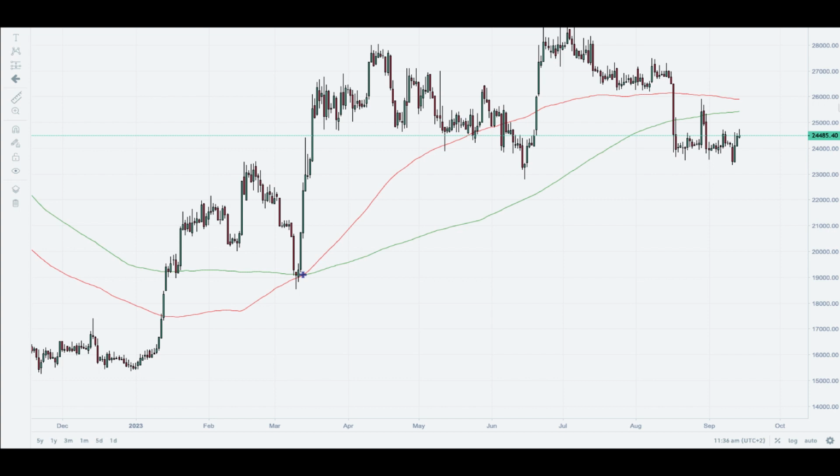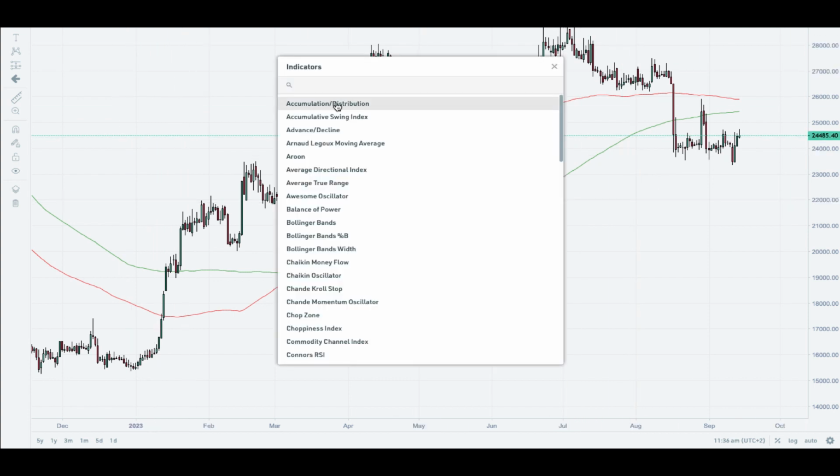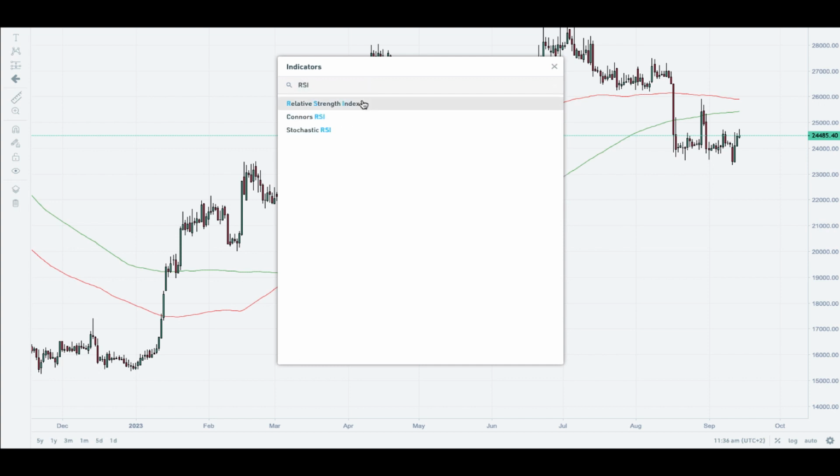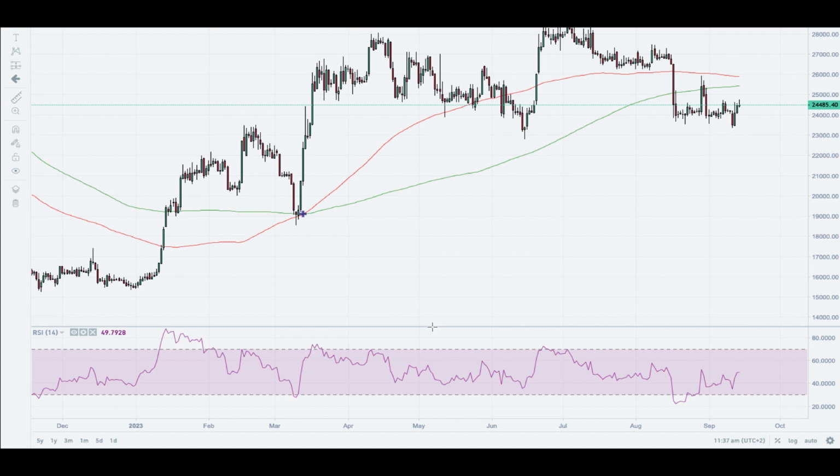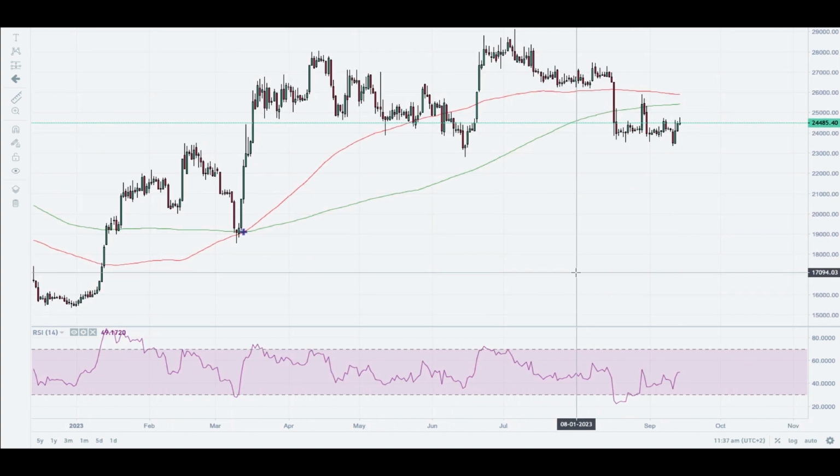Let's take a look at the daily time frame chart of the Bitcoin to Euro at the Zondacrypto. As you can see, what I'm using here is a 100 and 200 moving average, the Japanese candlesticks, and let me just add the RSI indicator with the standard settings. So this is our complete setup for the analysis. And what do we see here?